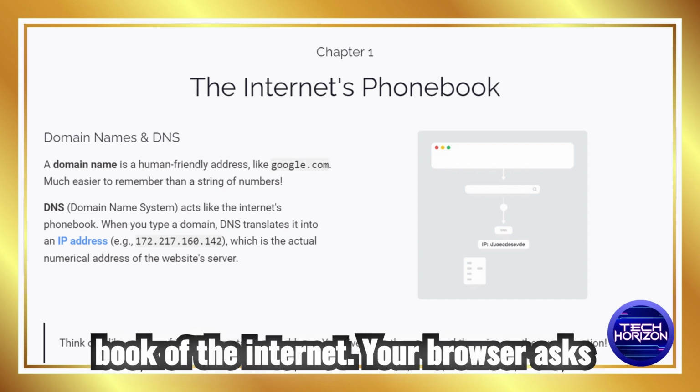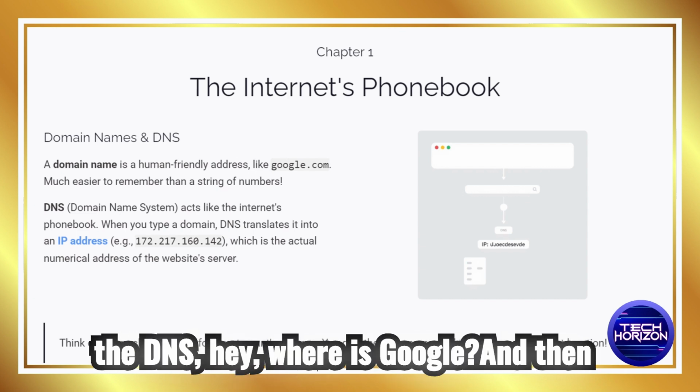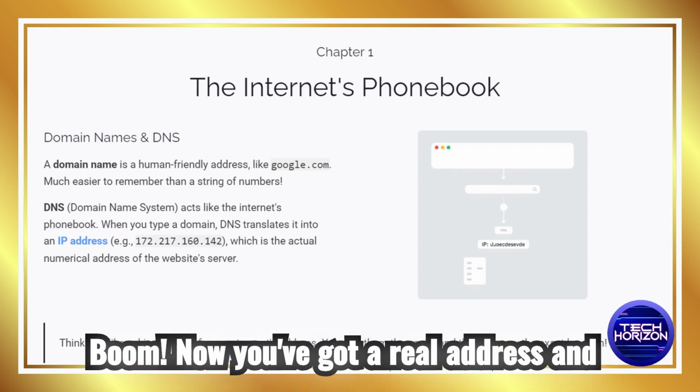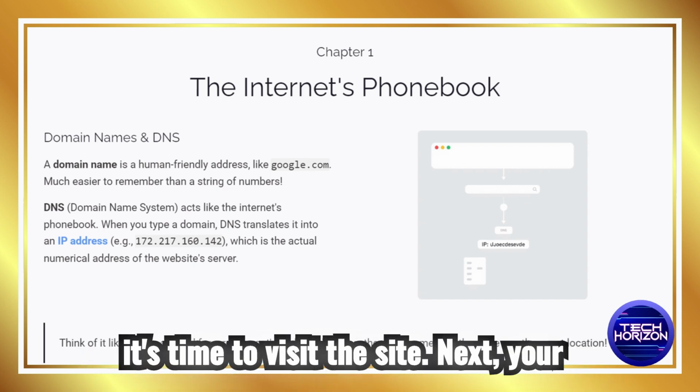Your browser asks the DNS, "Hey, where is Google?" And then DNS answers at 142.250.190.36. Boom! Now you've got a real address and it's time to visit the site.